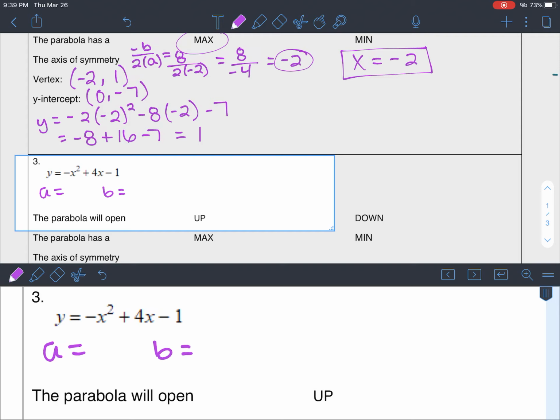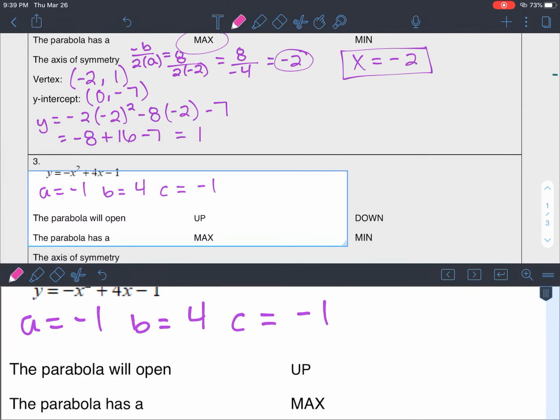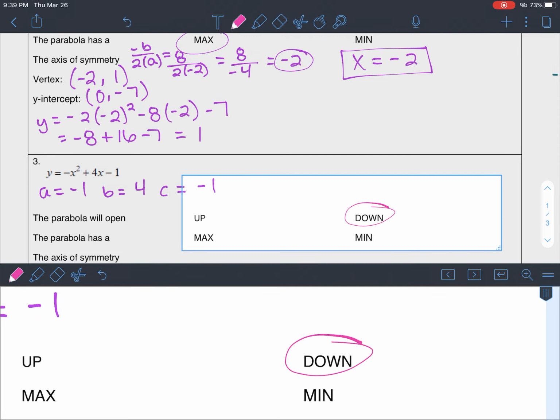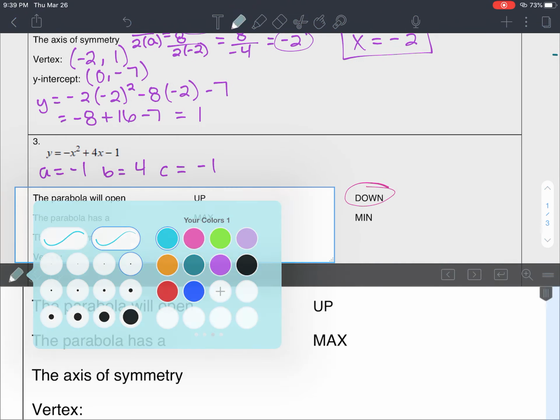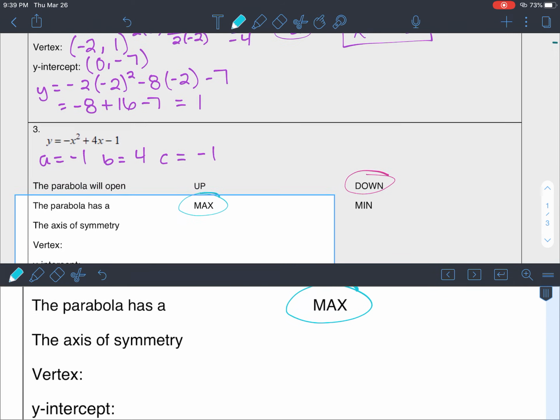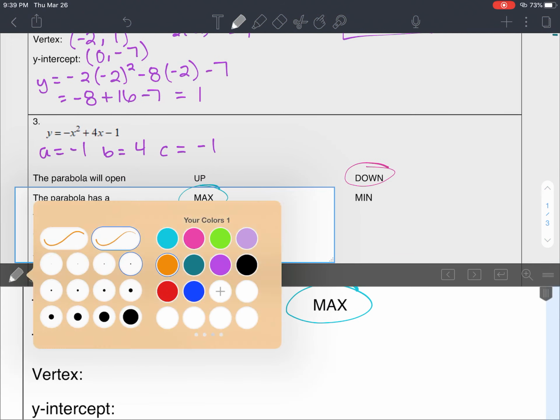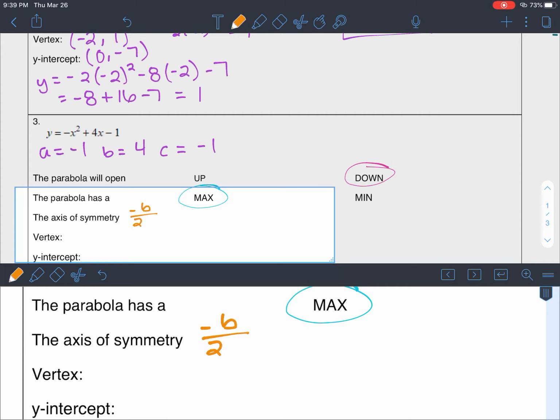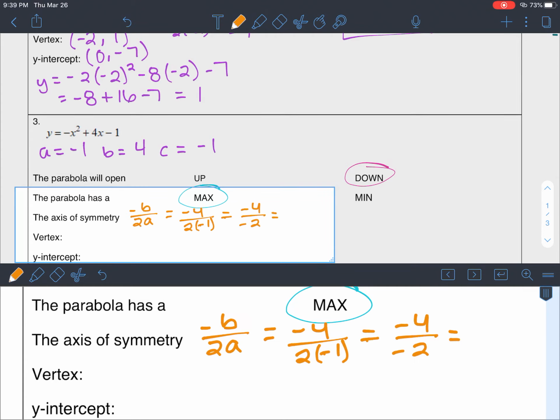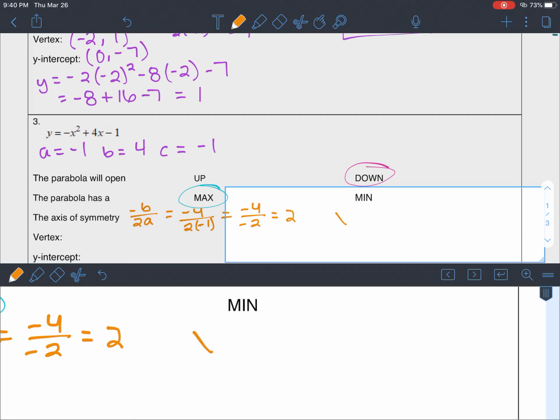So A, B, and C. A value is -1, B is 4, C is -1. Since my A value is negative, my parabola opens down. Since it opens down, I will have a maximum. Axis of symmetry is negative b over 2 times my a value. So negative 4 over 2 times negative 1, which is negative 4 over negative 2, which is positive 2. So my axis of symmetry is at x equals 2.